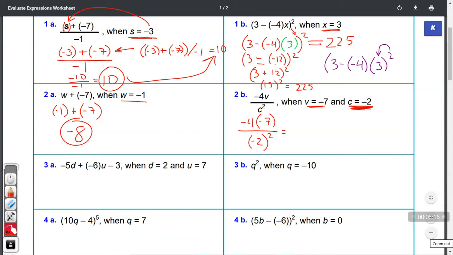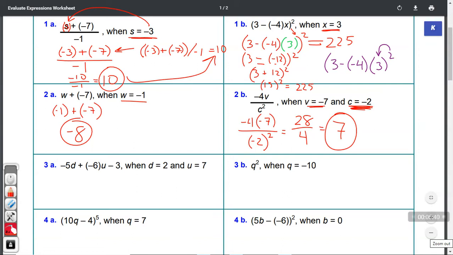If we look at this, I'm going to work sideways here just for room on the page. Negative 4 times negative 7 is a positive 28. Over negative 2 squared. Negative 2 times negative 2 is positive 4. Remember, negatives make things the opposite. So when you have a negative times a negative, the negative makes the other negative the opposite, giving you a positive. All right. In this case, 28 divided by 4 is 7. That's what we end up with.